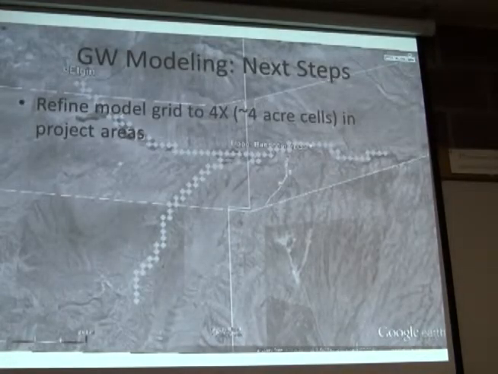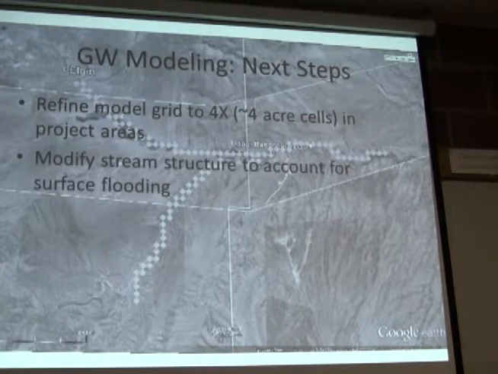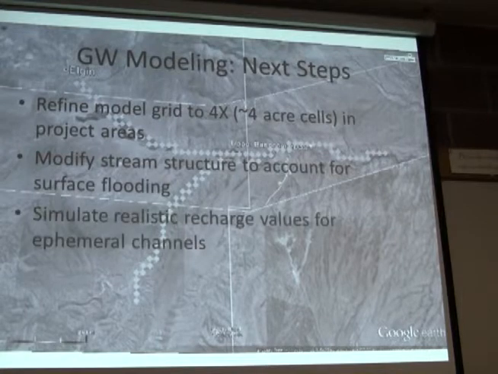So the next steps for the modeling are to, as I said, refine the model grid. We're going to cut it into about a fourth of the resolution, or 4 times the resolution it has now, so maybe 4-acre cells instead of 15. Modify the stream structure to account for surface flooding and simulate actual realistic recharge values that we believe to be possible through the new restoration efforts.